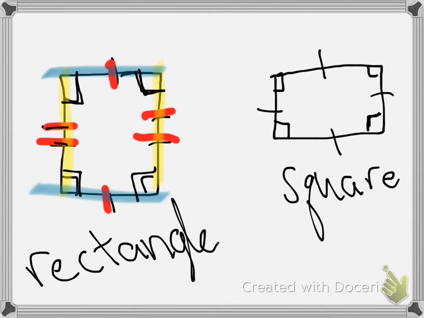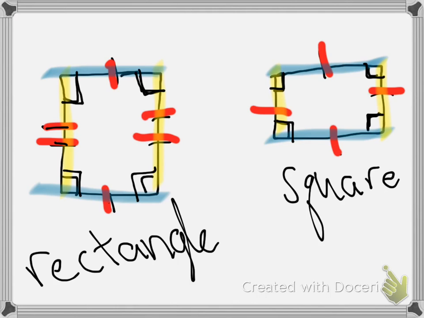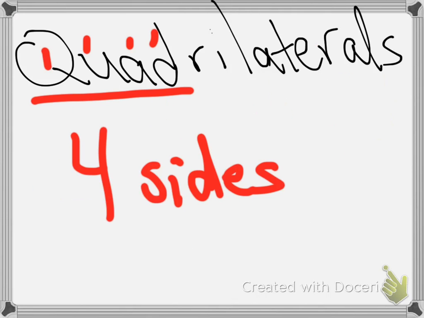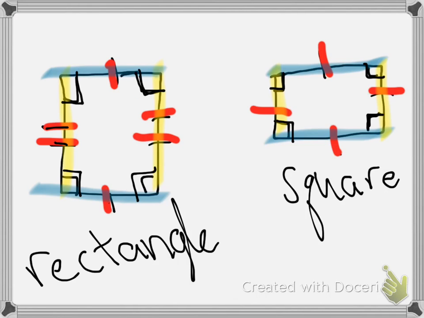All right, here's the other one, square. All four sides are the exact same length. And this side and this side are parallel. This side and this side are parallel. In addition, there's four right angles. So that is a square. Once again, you guys would probably be able to recognize a square instantly. Nothing new there. But both of these are quadrilaterals because they both have four sides.